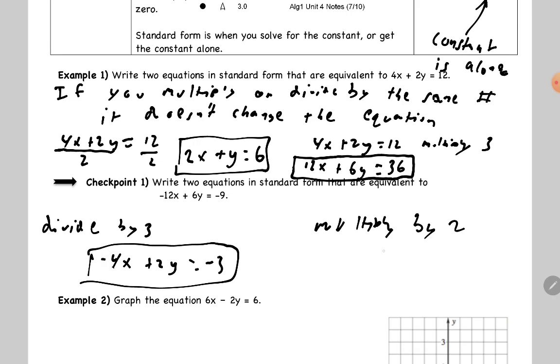Another equivalent equation multiplied by 2. So I'm just choosing, you don't have to always multiply by 2 or divide by 3. You get to choose. You can multiply by 1.5 or 52. Just choosing some easy numbers. Multiply by 2. So negative 12 times 2 is negative 24. 6 times 2 is 12. Negative 9 times 2 is negative 18.